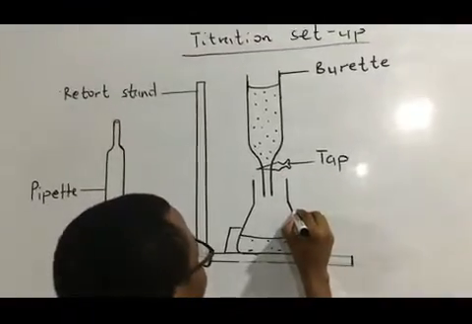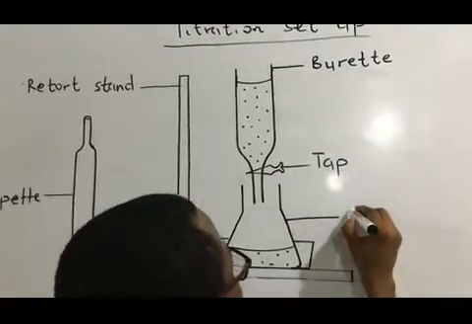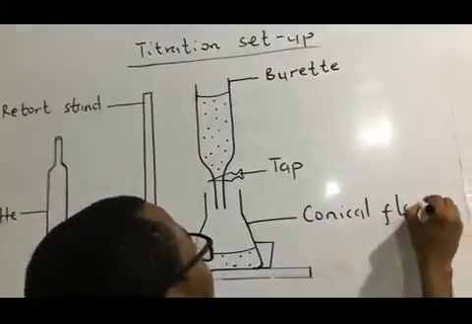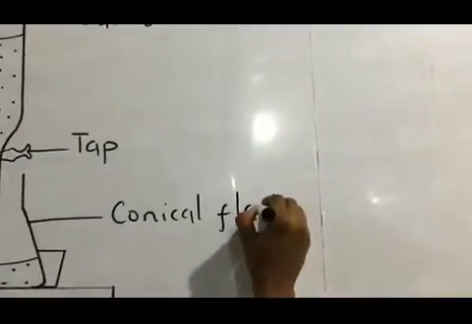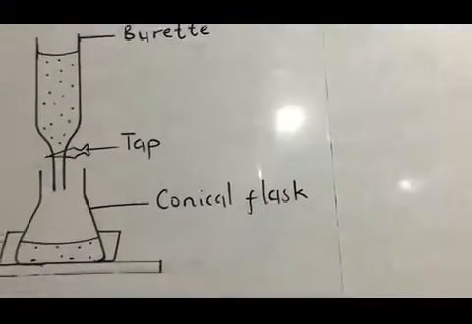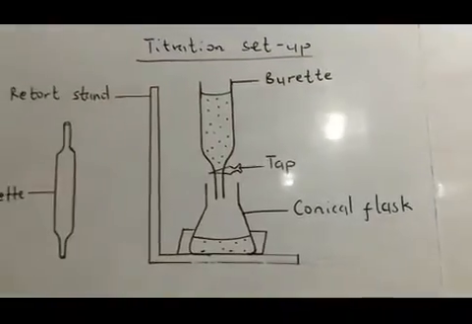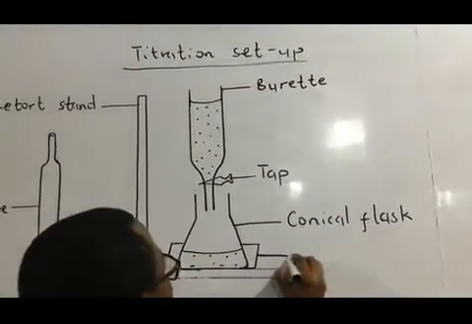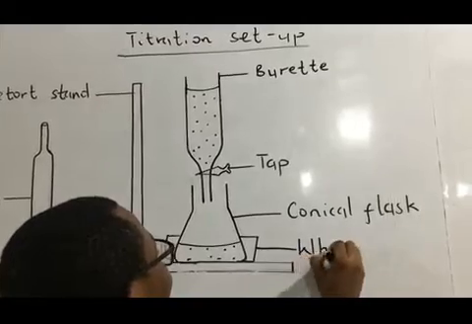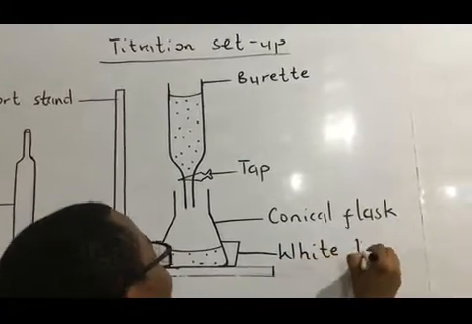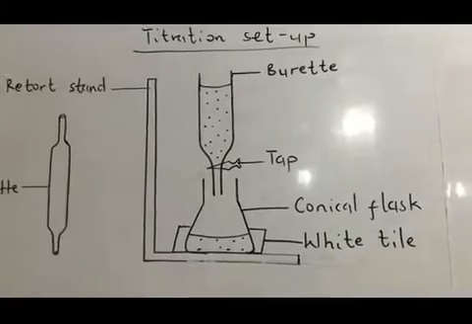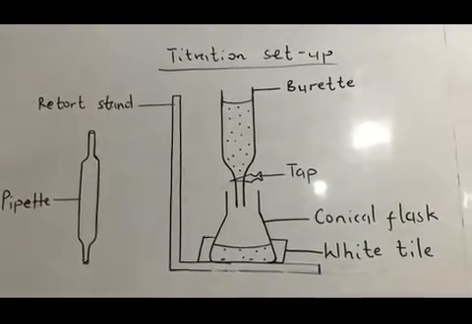Then this one is the conical flask. Now the conical flask is placed on what we call white towel. So this is a white towel. The normal towel, white towel.